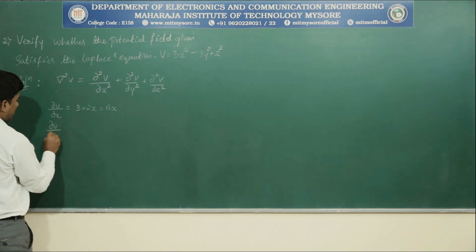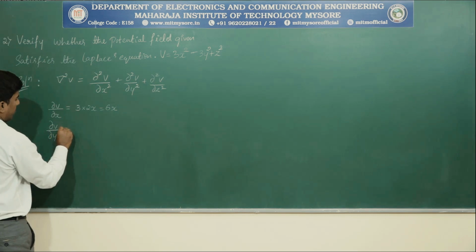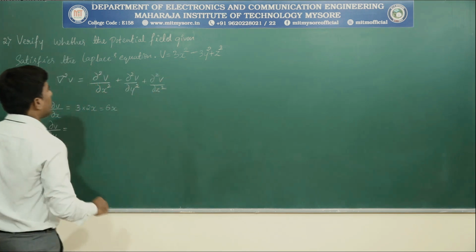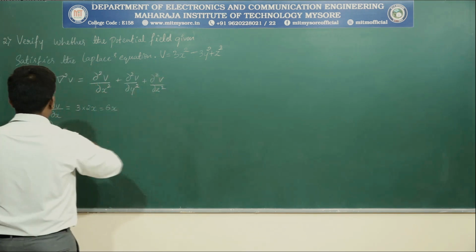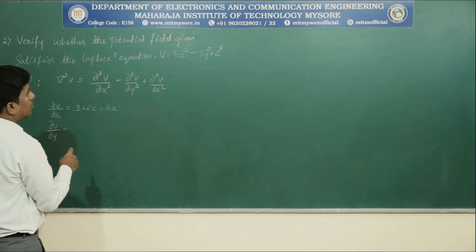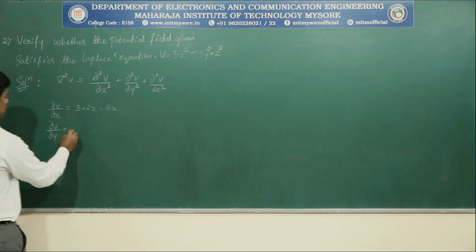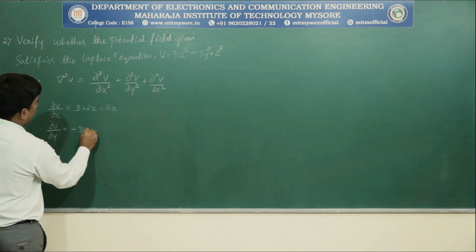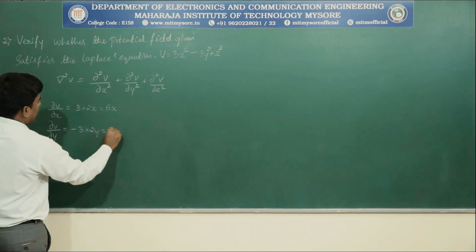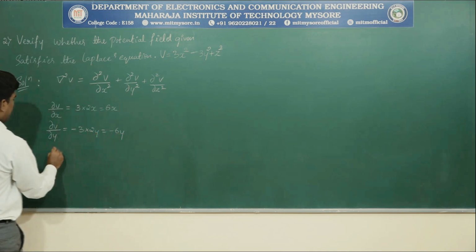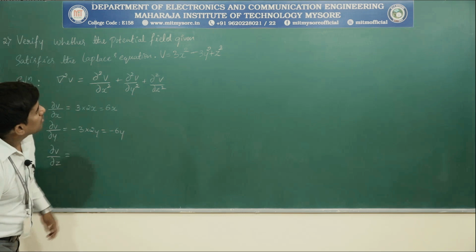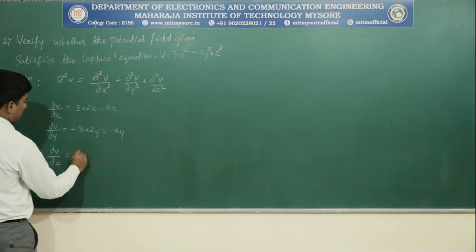Dou V by dou y is equal to what? Differentiate this with respect to y. Dou V by dou y is equal to minus 3 into 2y, that is minus 6y, right? Dou V by dou z is equal to z square means 2z, that's it.